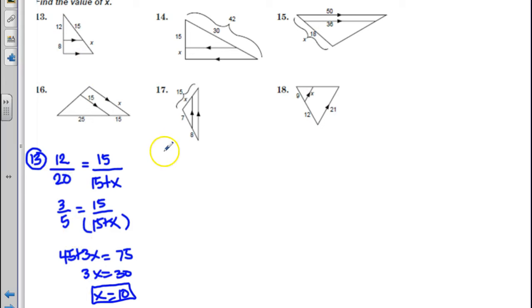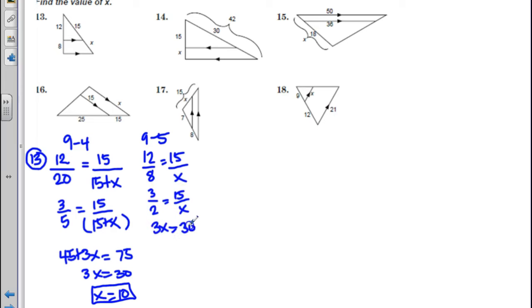Theorem 9.5 says that 12 over 8 equals 15 over x. So you can either use Theorem 9.4 or you can use Theorem 9.5. All right, so if we use this one, let's go ahead and reduce this guy. So dividing both of them by 4, and now cross multiplying, I get 3x equals 2 times 15 is 30, or x is 10. So either Theorem 9.4 or 9.5 works on that.